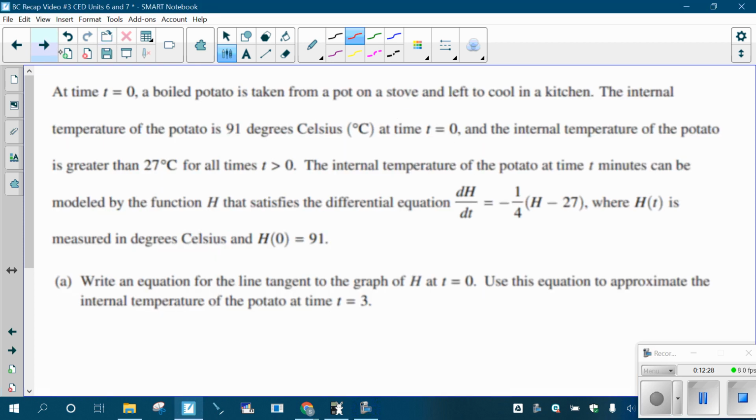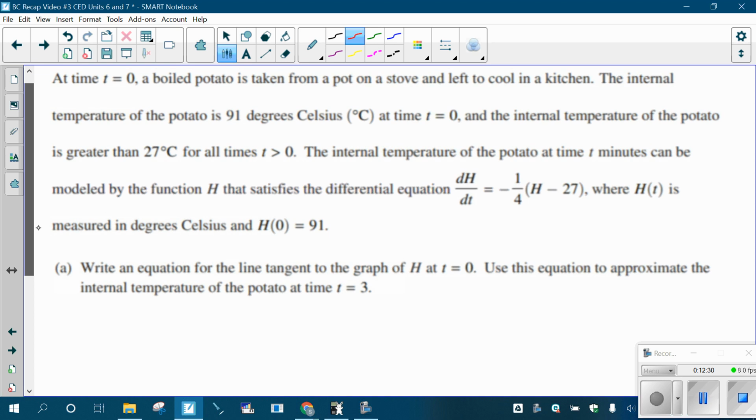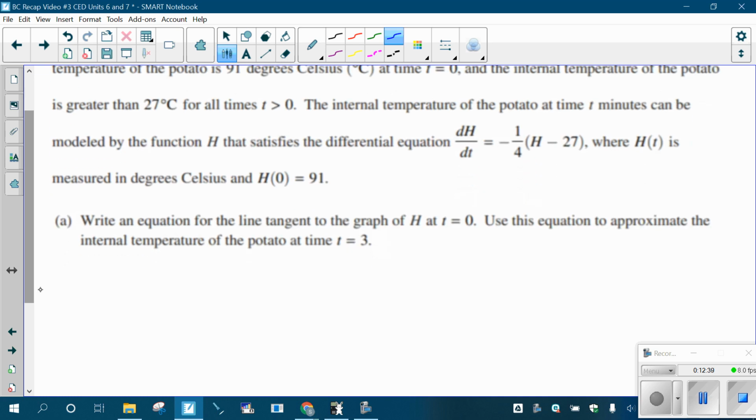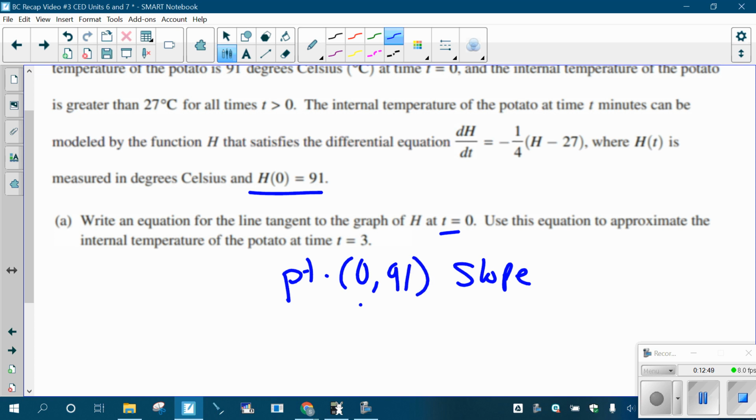First thing, they're saying, write the equation for a tangent line to h at t equals 0. Then use this tangent line equation to approximate the internal temperature at time t equals 3. Awesome. Equation of a tangent line, I need a point, and I need a slope. Okay, you guys know this. T equals 0, they give me that point. I have a point, 0, 91, my t and my h. And I need a slope. Oh, I can give the derivative right there.